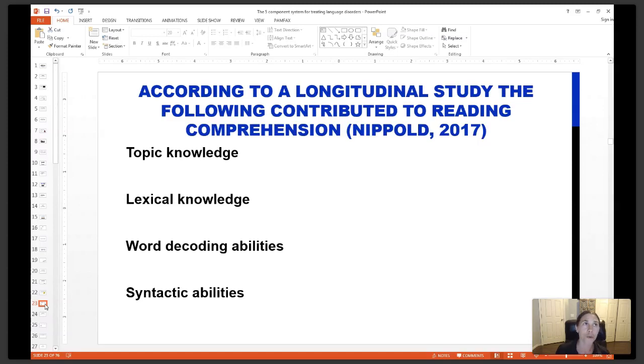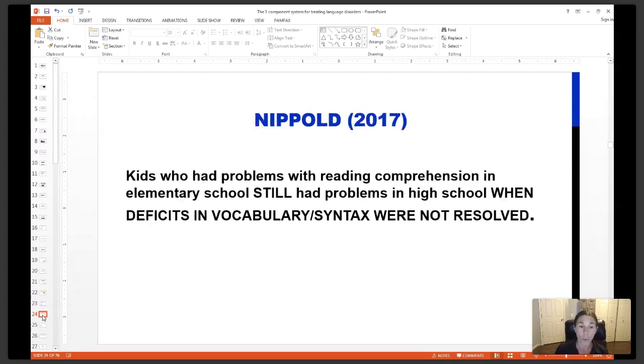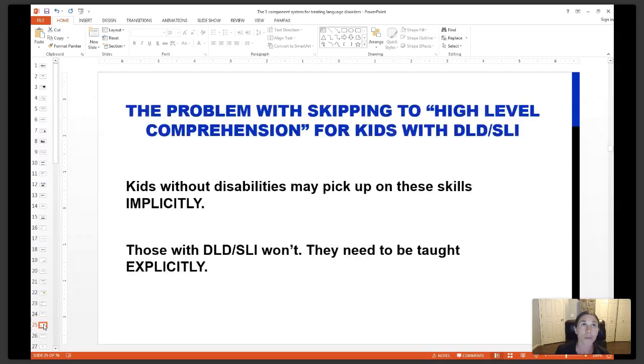And that's really what impacts your ability to comprehend, because there's an issue of cognitive load here. If you can't read quickly and you don't recognize words right away, you're thinking about that and not the overall message of the text that you're reading. So what she found was that kids who had problems with reading comprehension in elementary school still had problems in high school when those deficits in vocabulary and syntax were not resolved. So if we just worked on reading comprehension and didn't work on those underlying skills, those things didn't get better.